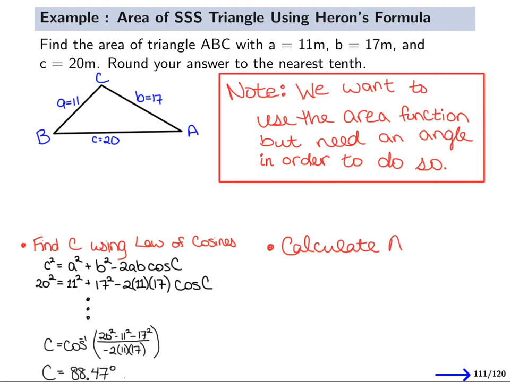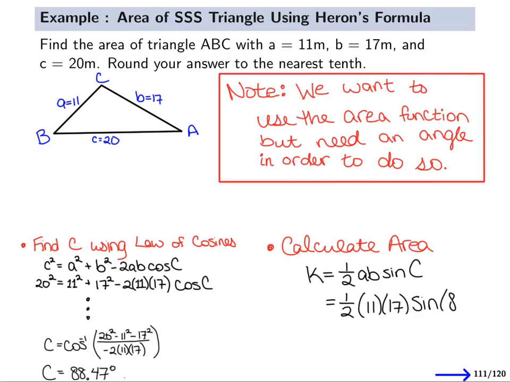Okay, so now we have an angle, which theoretically makes our problem a whole lot easier. And now we can use the area formula that we have for our triangles. So if you recall, the area formula for a triangle is 1/2 times a times b times the sine of angle C. And now that we have angle C, we can just substitute right in. So this is equal to 1/2 times 11 times 17 times the sine of 88.47 degrees. Substituting in all of that, putting it into your calculator carefully, you should get that the area of this triangle is 93.46 meters squared.